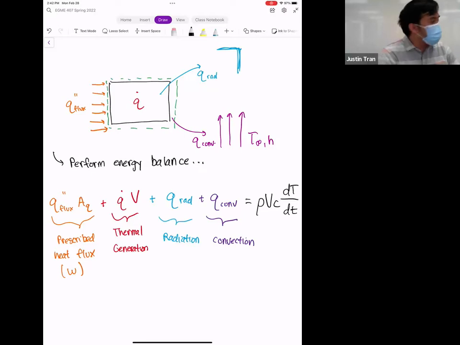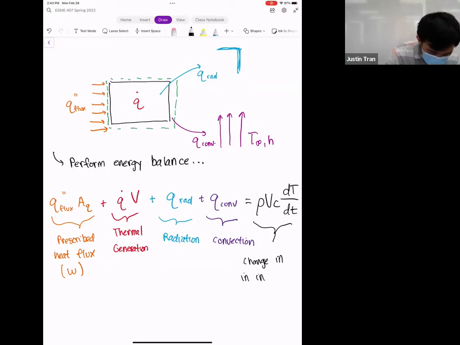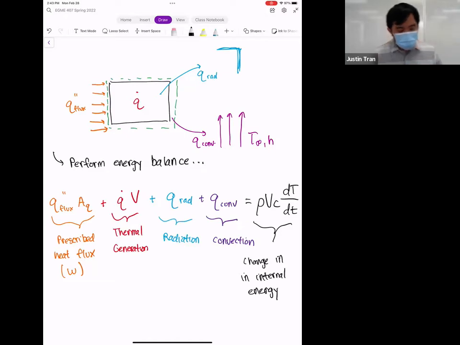Okay, and all this is going to be equal to rho times V times C multiplied by the change in temperature over time. That's our unsteady term from our heat equation. And so what we've done is an energy balance, where we said the sum of all these heating sources is going to be equal to the change in internal energy of the object. And remember, the change in internal energy is represented by a change in temperature over time.